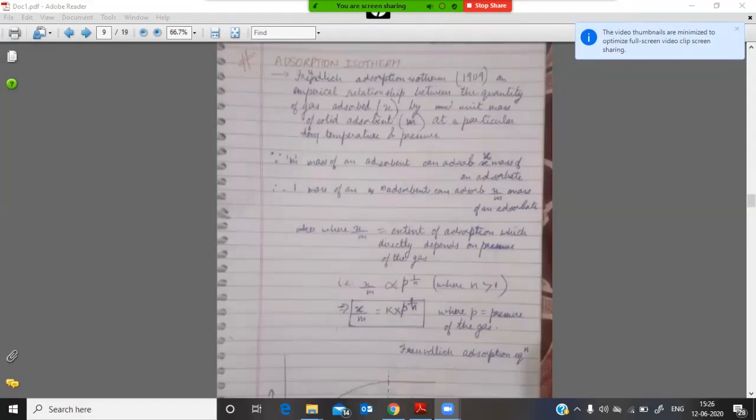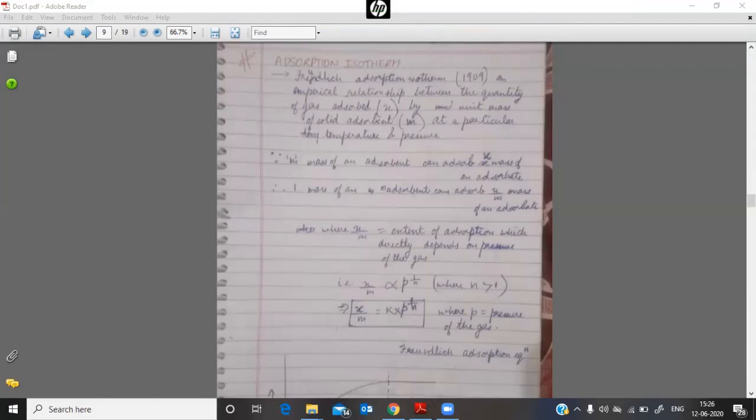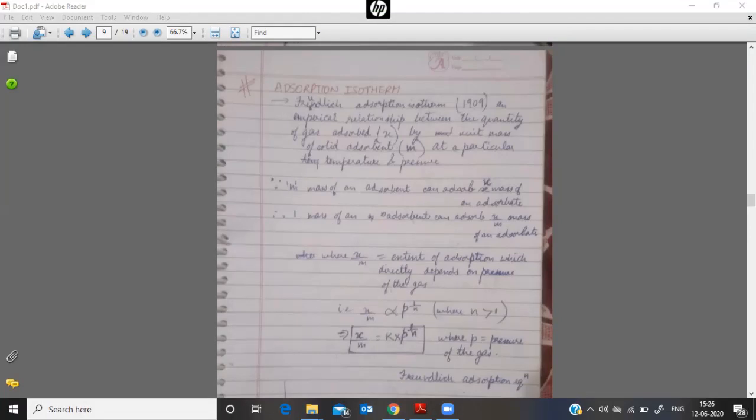In the previous class we have seen factors affecting adsorption of gases on solids. In fact, in this topic, two factors are highly important for your board examination. One is the effect of temperature, which we have discussed already in physisorption and chemisorption, the role of temperature. Now today we are going to discuss the effect of pressure. This is again an important topic for our board examination.